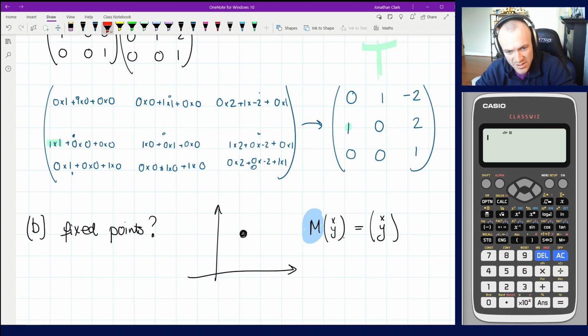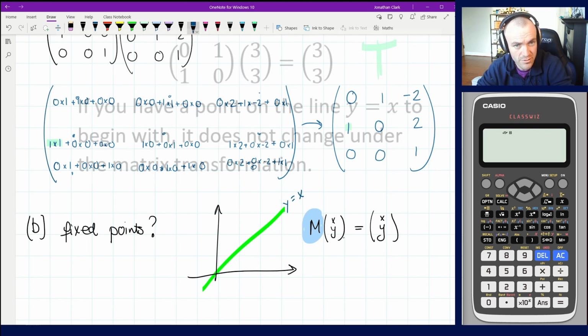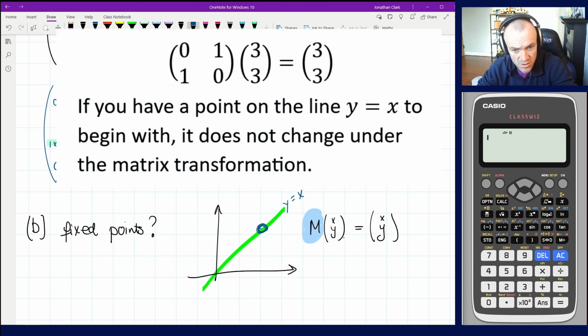You can think about it as if your matrix was, let's say, a reflection in the line. Let's just use the one that we've got actually. We've got a reflection in the line y equals x. So if you had a point down here, then sure, that's going to be reflected. But if you had a point that is on this line, it's on the mirror line, then it's not going to move.